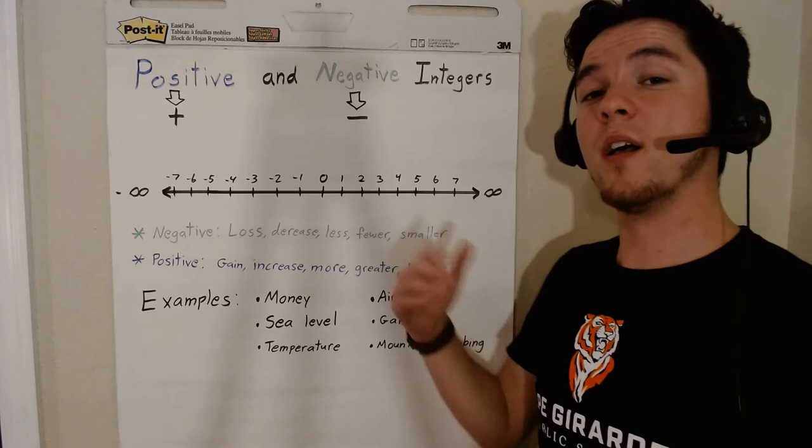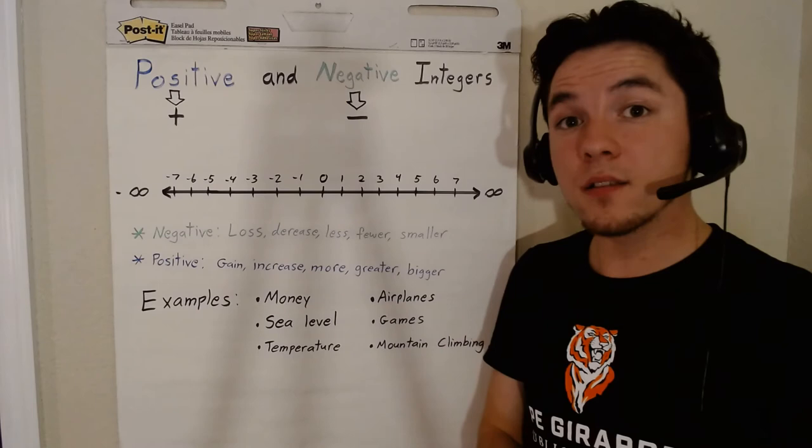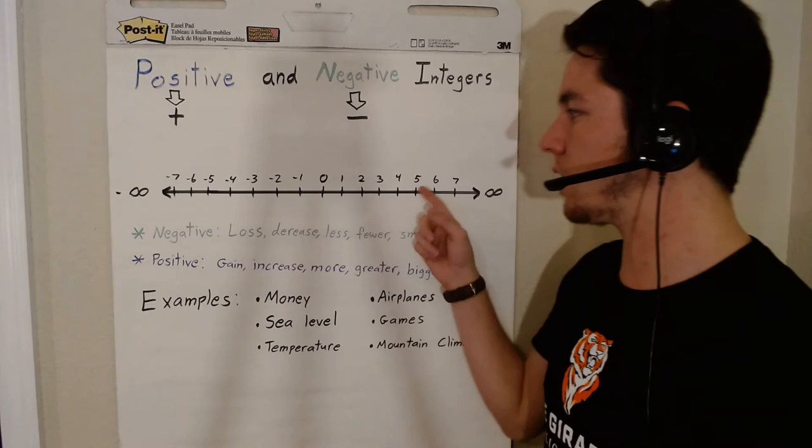Okay. Gains, and that's another really good one. Maybe something like football. You can gain points or you can lose points. If your favorite football team gained points, that would be a positive increase. If they lost points, that would be a negative increase, and those points would go down the number line.